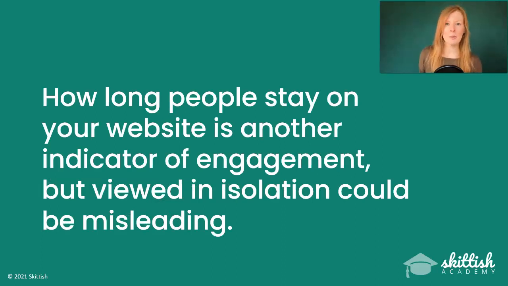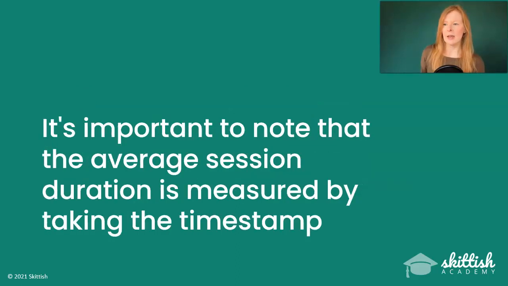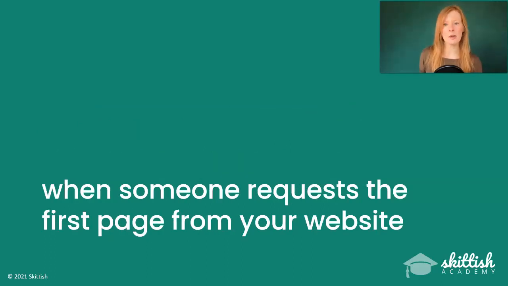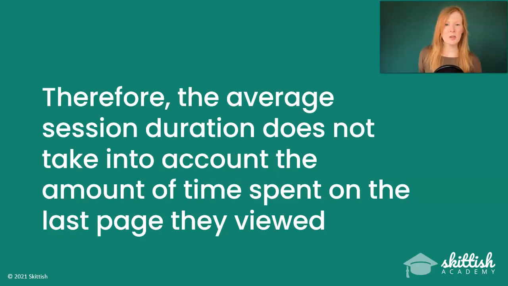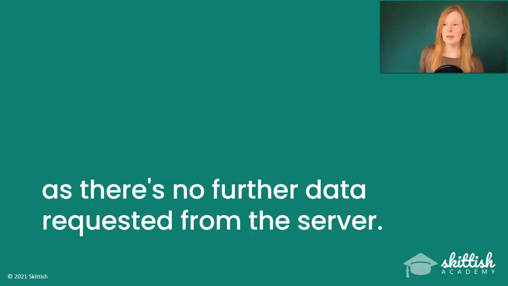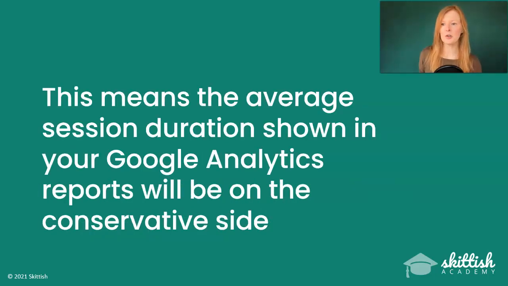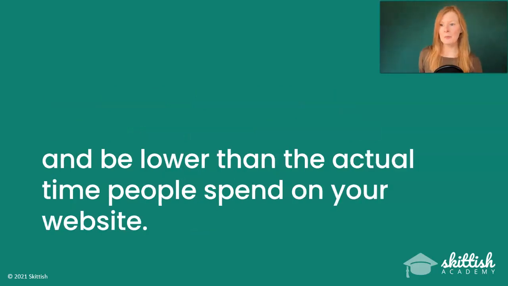How long people stay on your website is another indicator of engagement, but viewed in isolation could be misleading. It's important to note that the average session duration is measured by taking the timestamp when someone requests the first page from your website and the timestamp from the last page they request from your website. Therefore, the average session duration does not take into account the amount of time spent on the last page that they viewed, as there's no further data requested from the server. This means that the average session duration shown in your Google Analytics reports will be on the conservative side and below the actual time people spend on your website.